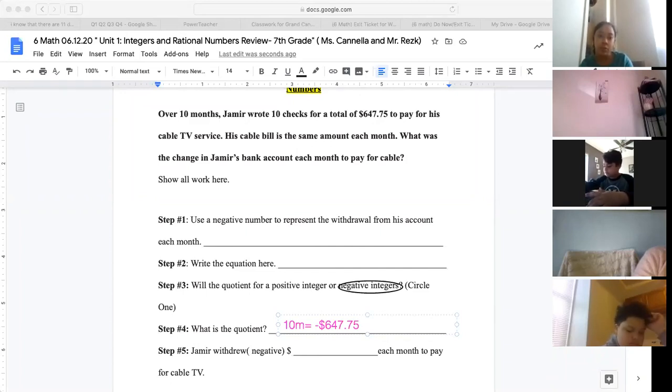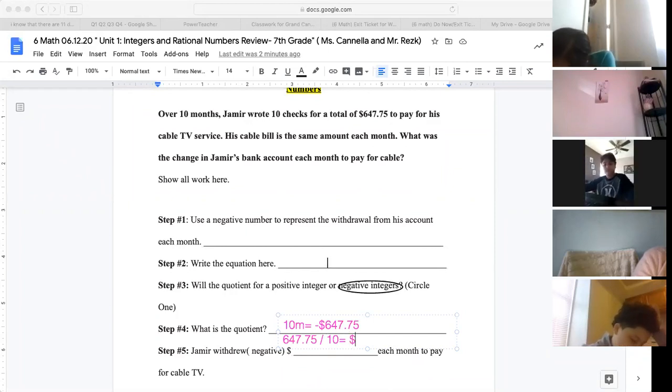The opposite or the inverse of multiplication is division. So technically what you're going to do is divide 647.75 by 10 to actually get the amount. When you divide $647.75 by 10, Demi, what do we get? $647.75 divided by 10 is how much money? For me, on my calculator, it says 64.775.